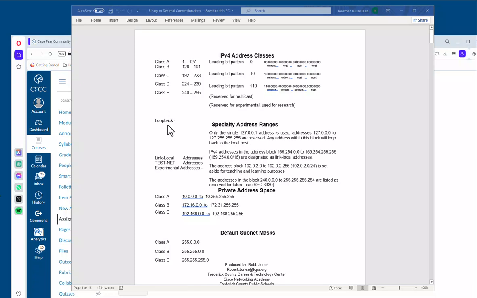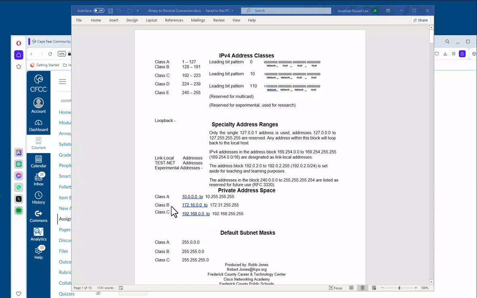Okay, now loopback address, 127.0.0.1. That is your local host address. So if you type in at the command line ping localhost, then this is the address you're going to ping.